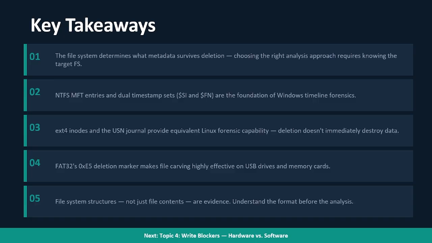ext4 inodes and the USN Journal provide equivalent Linux forensic capabilities. Again, deletion doesn't immediately destroy the data. FAT32 just marks the beginning of the file with the hex E5, so recreating that is not too terribly difficult, assuming that the information hasn't been overwritten. And file system structures, not just file contents, are evidence. So you need to understand that format before the analysis.